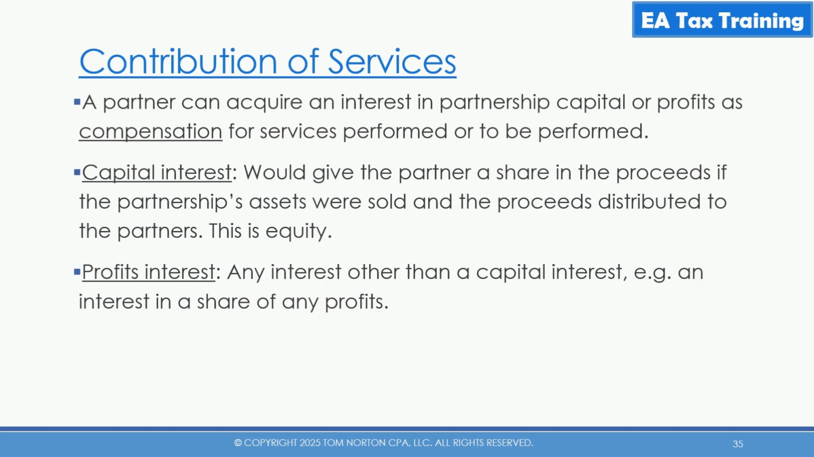It's equity. Remember, assets equals liabilities plus equity. So if you shut down the business, sold all the assets, paid off the liabilities, what's left goes to the owners. That is their capital interest. A profits interest, on the other hand, is any interest other than a capital interest. So, for example, an interest in a share of any profits, and that's generally what it is.